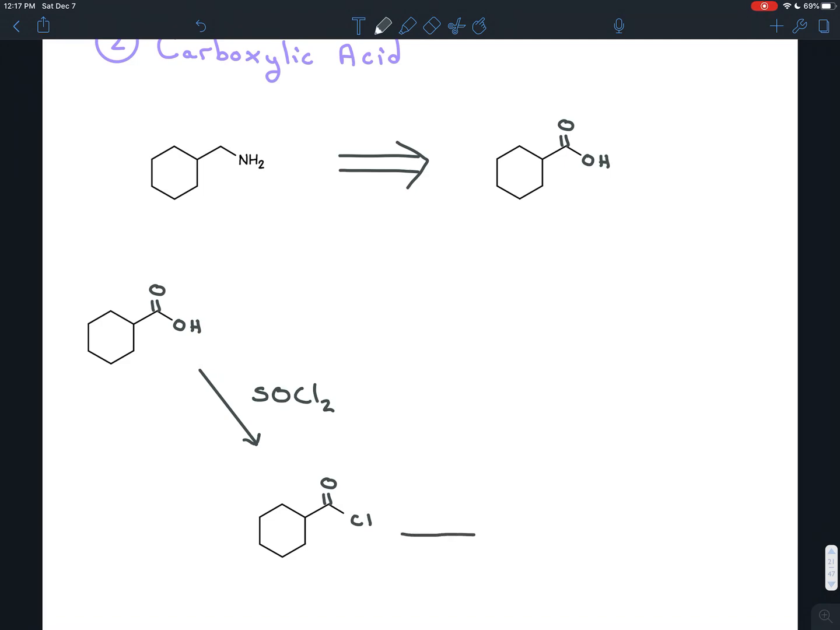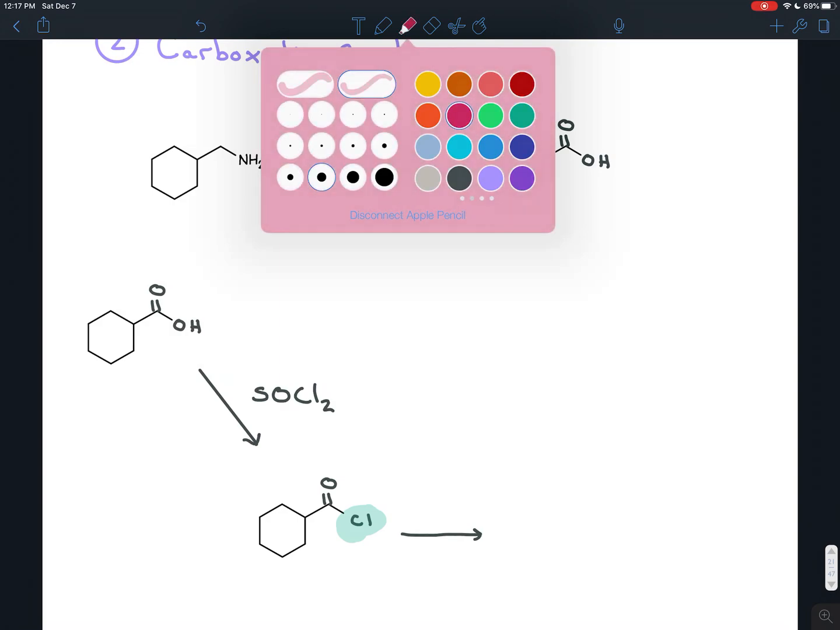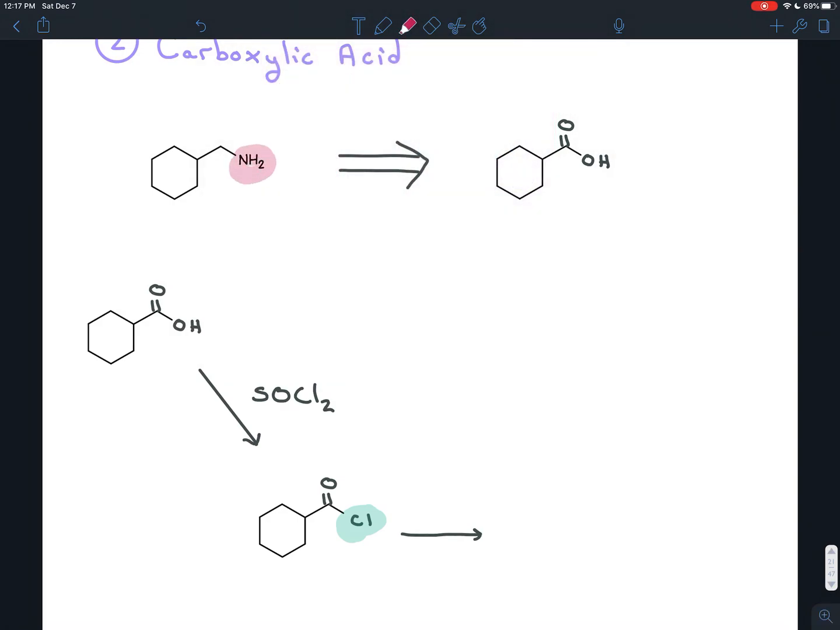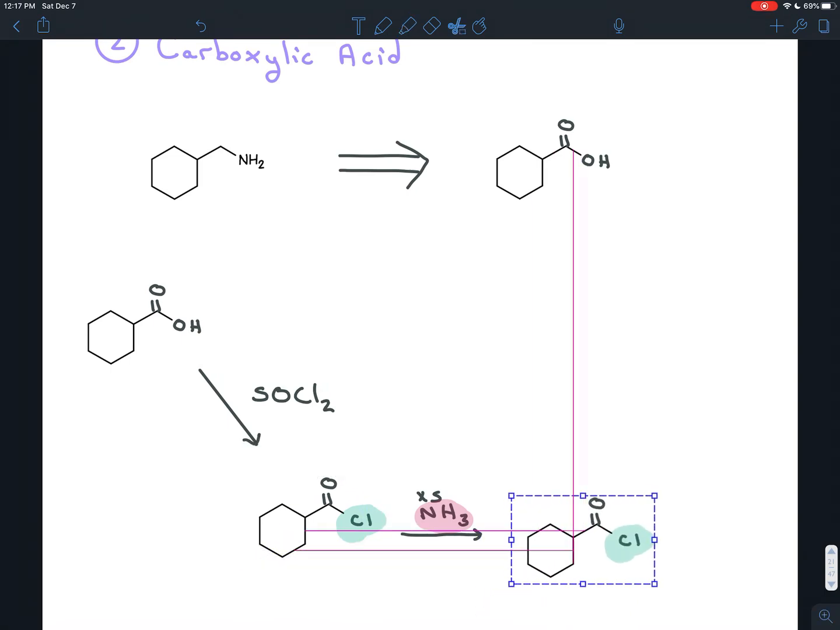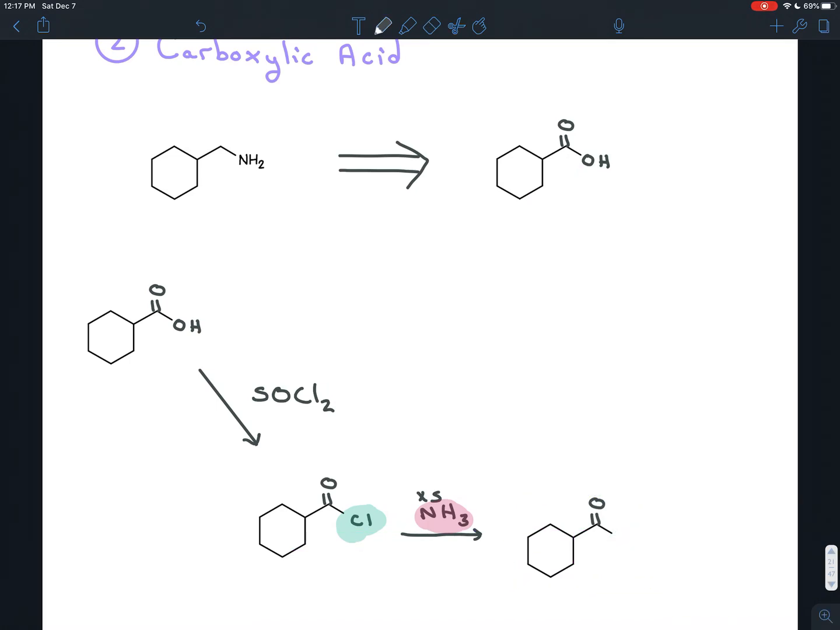Next, once we have that awesome leaving group, we can replace the chlorine leaving group with the nucleophile we want, the nitrogen, by adding excess ammonia, NH3. So that's going to be our nucleophile, and we can do a nucleophilic acyl substitution, where we substitute that leaving group with the nucleophile that came in.